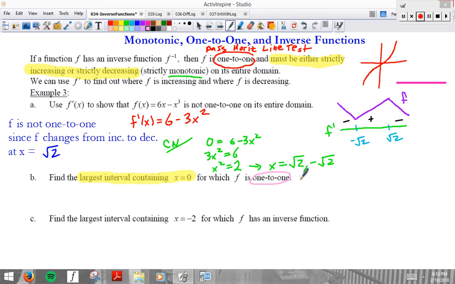And again, that means monotonic, one tone. That's where the word monotonic comes from. Or has an inverse, right? All three of these mean the same thing. Did you write down the answer? Did you write down an interval? All right. Okay, so what's one interval containing 0?